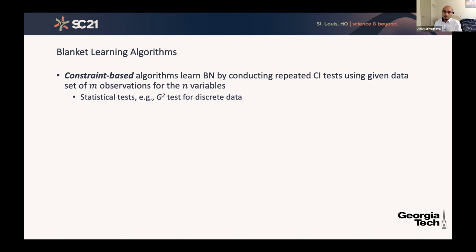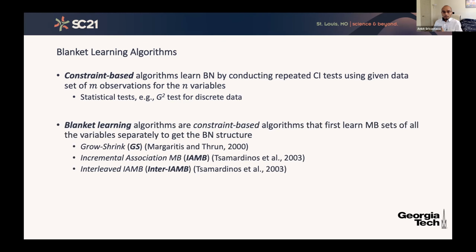So we use the G-square test, which is very commonly used for this purpose in the constraint-based space. Markov blanket learning algorithms are a type of constraint-based algorithm that first learn the Markov blankets of all the variables separately, and then combine them to get the Bayesian network structure. I'll talk about how they do that sequentially on the next slide.